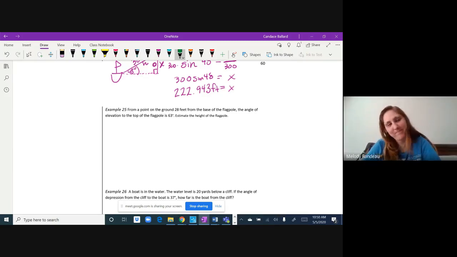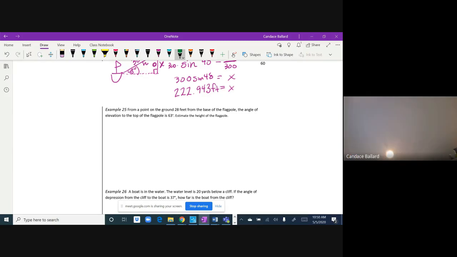All right, I'm going to move to example 25, just so you see a couple of these different examples, because it's all about finding that right triangle and getting that set up. From a point on the ground 28 feet from the base of a flagpole, the angle of elevation to the top of the flagpole is 63 degrees. Estimate the height of the flagpole.